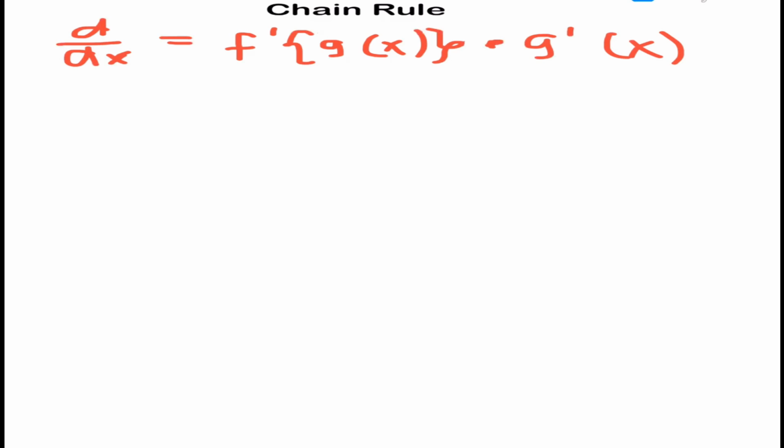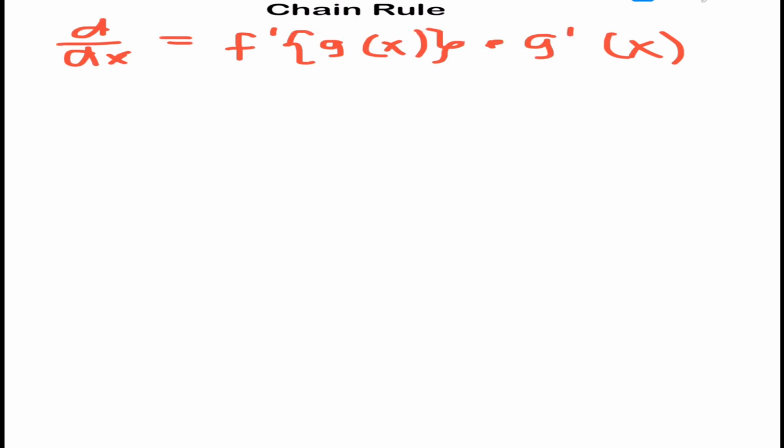Hello math enthusiasts! In this video, you will learn how to find derivatives using the chain rule. Let us not forget that in the chain rule, we are going to find the derivative of the outside, f prime, then copy the inside, the g of x, multiplied by the derivative of the inside, or g prime of x, and this rule is also known as the outside-inside rule.